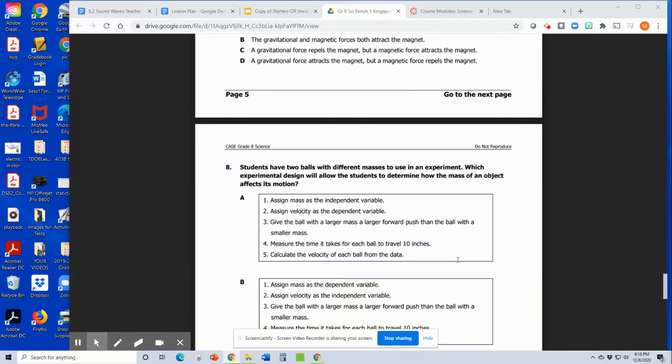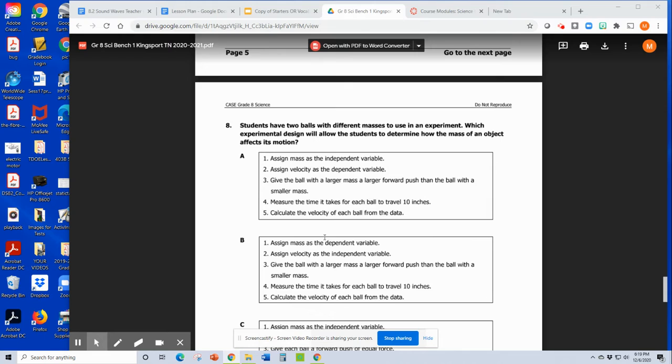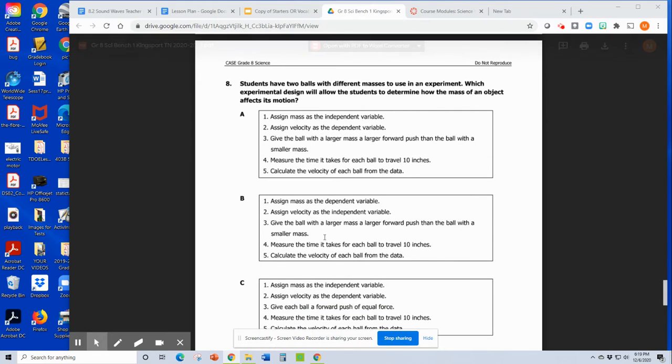Okay, guys, last three for your starter today. Again, from the benchmark. What we noticed as a class, all three science teachers, is that questions 8, 9, and 10 seem to be the ones that you guys struggled with the most. Okay. So for question 8, I don't know if it's because there's a little bit of reading here and you just get lost in it.